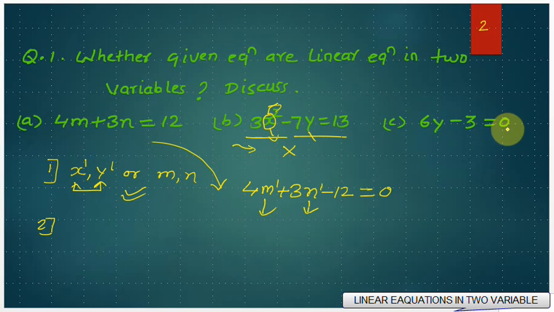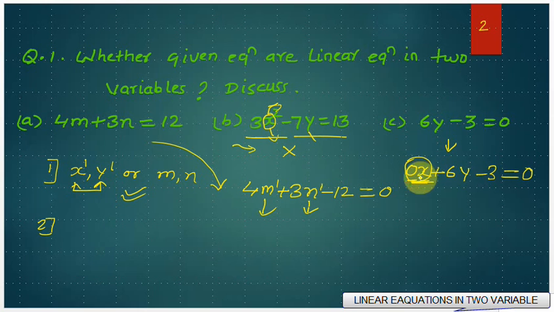6y minus 3 is equal to 0. There must be two variables, but this equation shows that there is only one variable. Now, how to convert this equation into two variables? Let's see. 0x plus 6y minus 3 is equal to 0. We put 0 with x. So 0 multiplied by something is 0, there is no value of it, but we add 0x with 6y minus 3 to show that this equation is a linear equation in two variables.